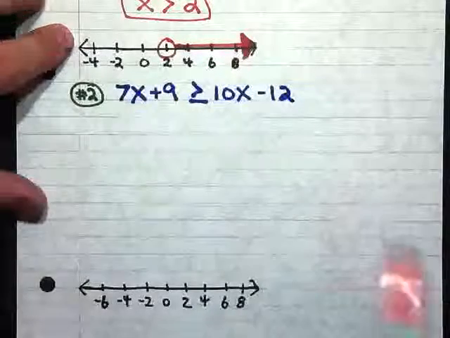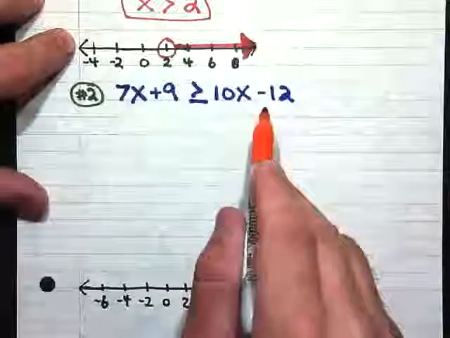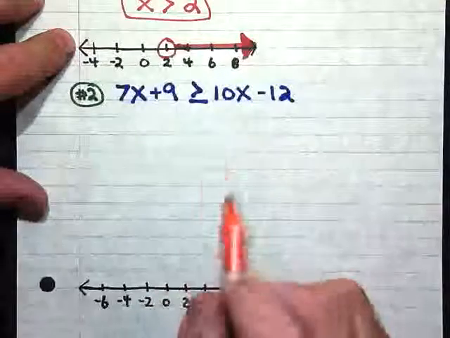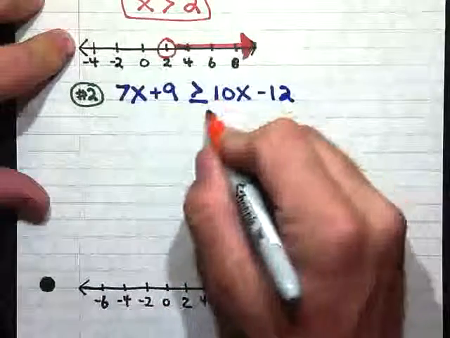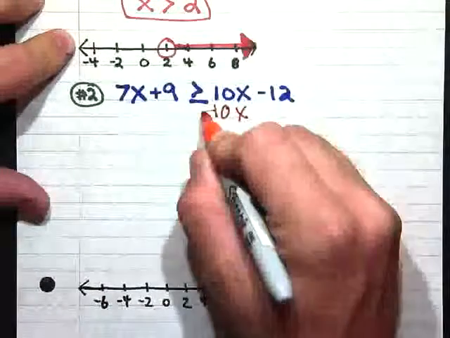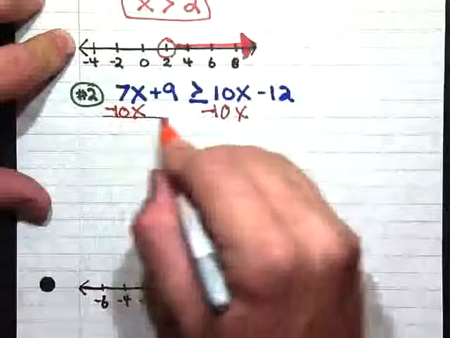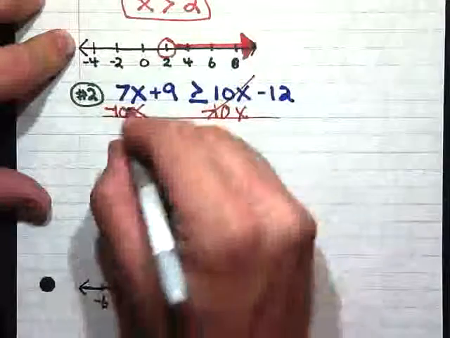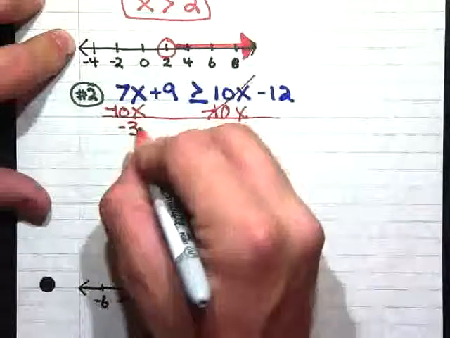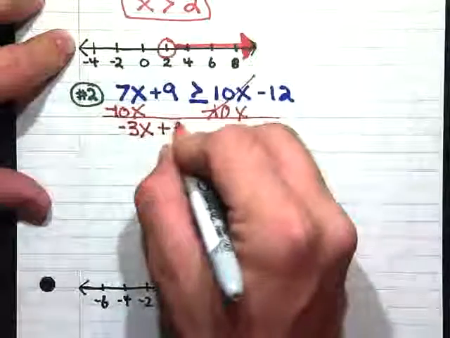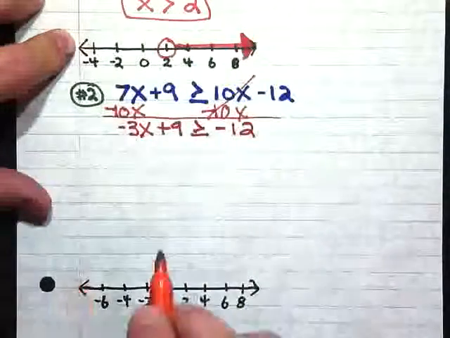And for this example, we have 7x plus 9 is greater than or equal to 10x minus 12. So the first thing we want to do is get all the x's on one side. So let's go ahead and subtract this 10x over. We subtract 10x from both sides. These 10x's cancel out, leaving us with negative 3x plus 9 is greater than or equal to negative 12.